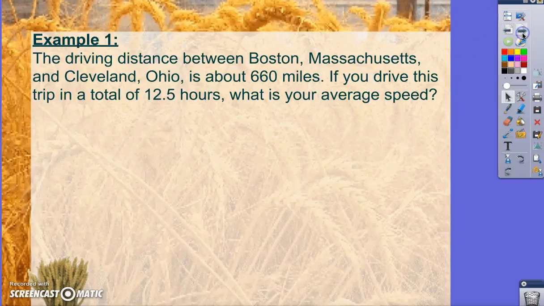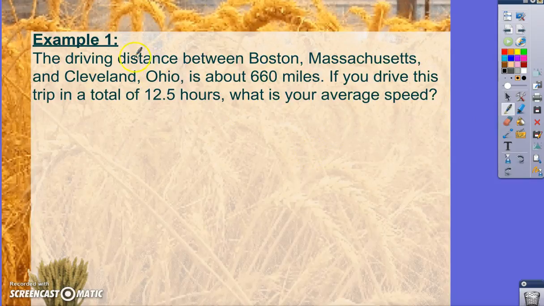All right, so let's look at example one. It says the driving distance between Boston, Massachusetts and Cleveland, Ohio is about 660 miles. If you drive this trip in a total of 12 and a half hours, what is your average speed? So we have three strategies that we can use. And it probably isn't going to come as a surprise, but we're going to start with the formula. Hopefully you remember the formula that we just talked about, actually, in the last lesson.